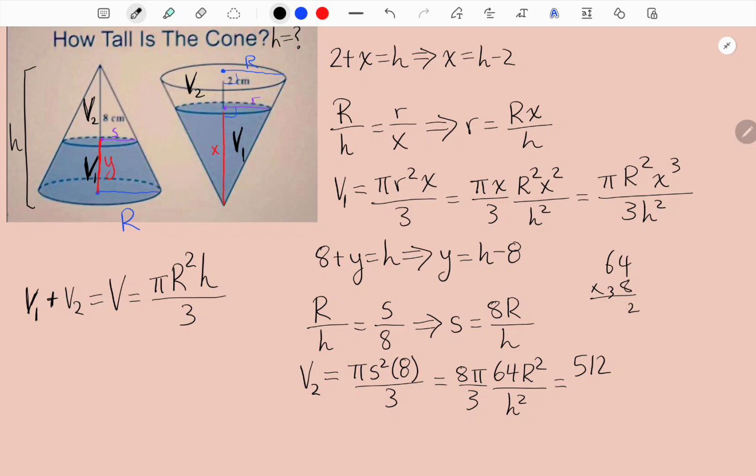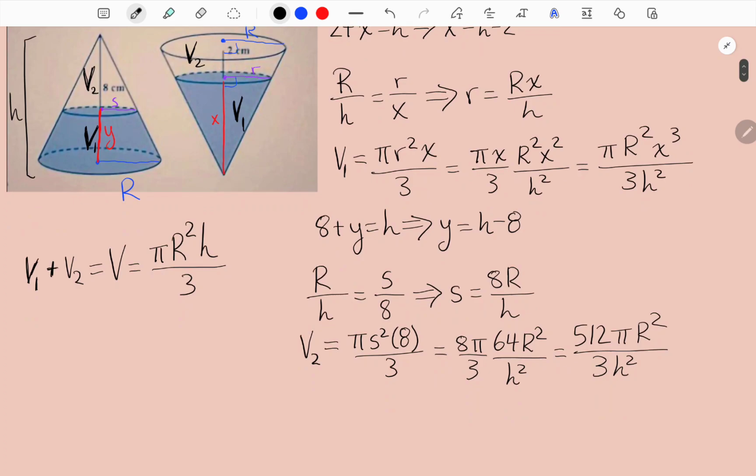Okay, so 64 times 8, 2, 48 plus 3 is 51. Okay, so 512. Or you know that 8 is 2 cubed, 64 is 2 to the 6, so this is 2 to the 9, and 2 to the 9 is 512. If you just keep on multiplying 2 by itself 9 times, you get 512. Pi r squared over 3h squared.